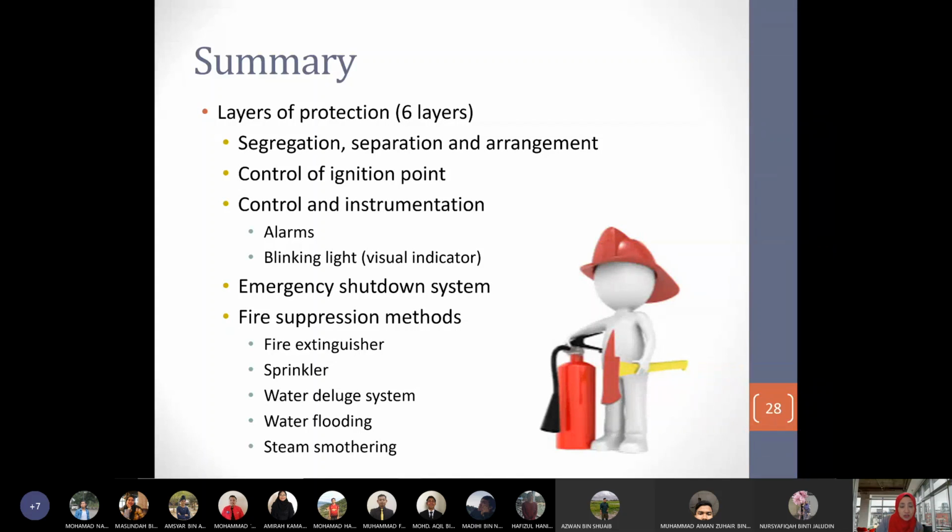And then we discussed the control and instrumentation system, how alarms should work, how the lights or visual indicators should work, and what they mean. And then the emergency shutdown system. And finally, fire suppression methods available, but not limited to only these. There are also many different types of fire suppression methods. If you Google, you will find a lot of different methods. So what was discussed was fire extinguishers, sprinkler systems, water deluge systems, water flooding, and steam smothering.